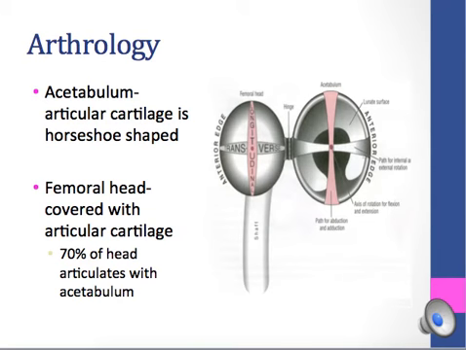Let's just briefly go back. Our acetabulum is concave. It is covered with articular cartilage, and it has that hyaline cartilage in there in that horseshoe shape. And our femoral head is also covered with articular cartilage. Really just key to understand, 70% of that femur is congruent with the acetabulum. So, and then that ball and socket.